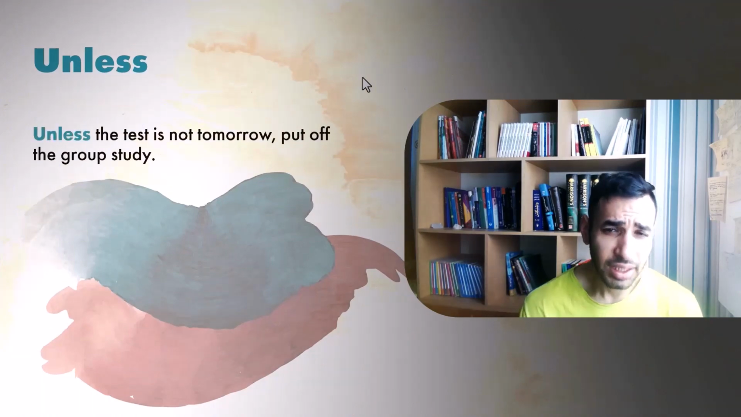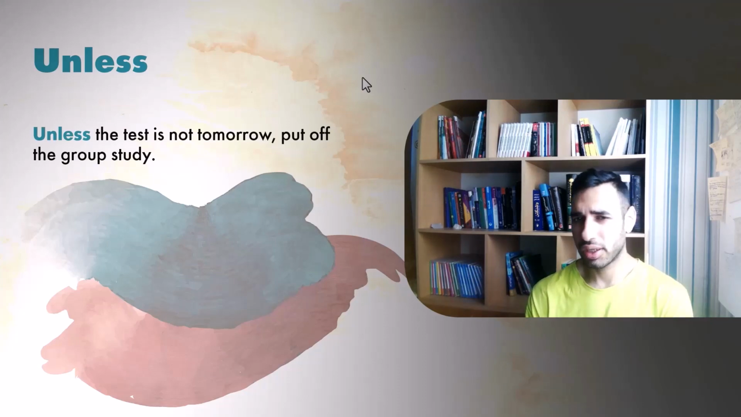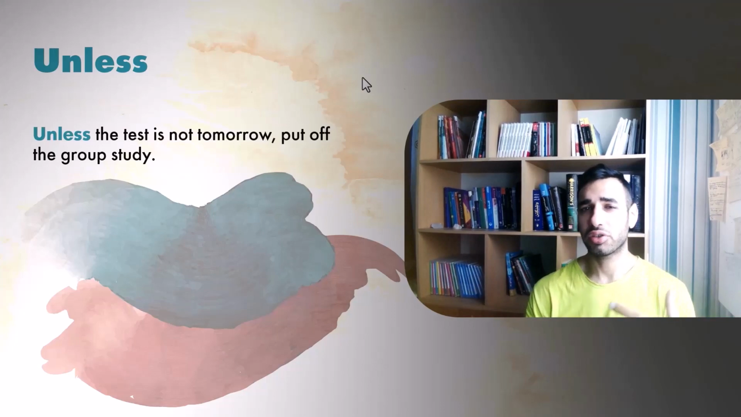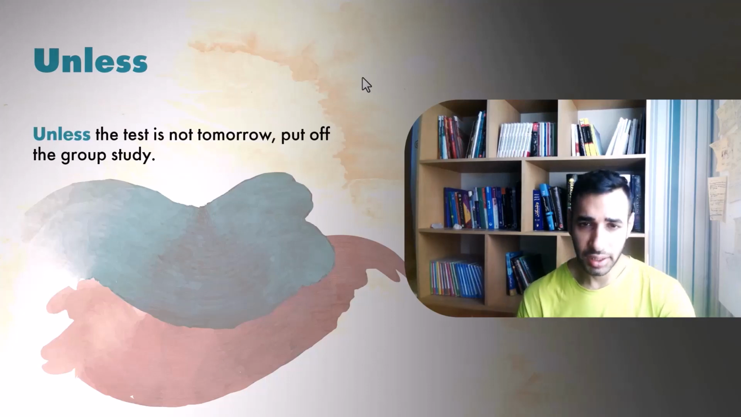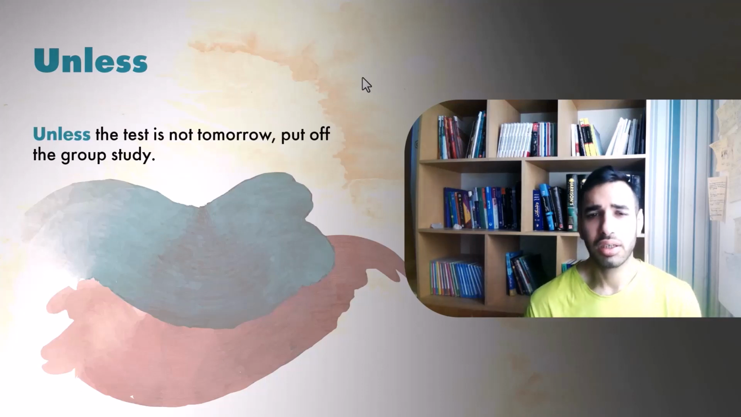Unless the test is not tomorrow, put off the group study. Now pay attention to the point that this sentence is a conditional sentence. It's a real conditional sentence. It's not unreal. So pay attention to the type of the conditional sentence that you are reading. Unless the test is not tomorrow, except if the test is not tomorrow, we can replace it with if not. If the test is not tomorrow, put off the group study. Put off means postpone, delay the group study.